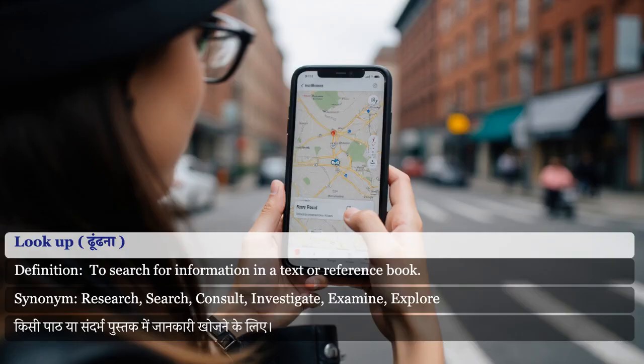Look up. To search for information in a text or reference book. Synonym for look up: research, search, consult, investigate, examine, explore.